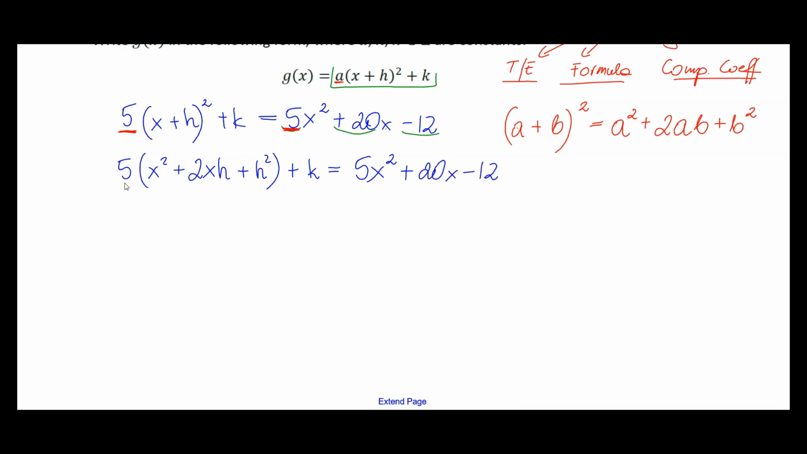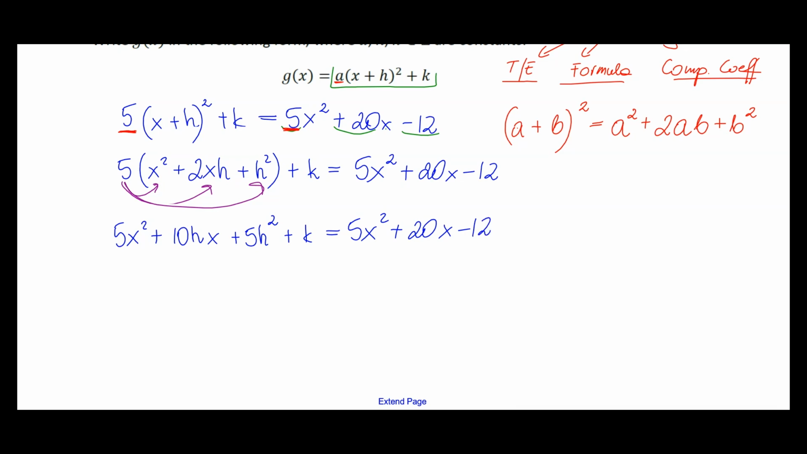Then the next thing to do is just to multiply the bracket by 5 so that we can identify those coefficients. So 5x to the power of 2, 5 multiplied by 2, that will be 10. Let's write first h and then x, and then 5 by h to the power of 2 is 5h to the power of 2 plus k. And again, just copy paste the other side of the equation.